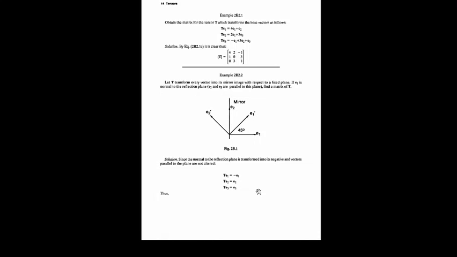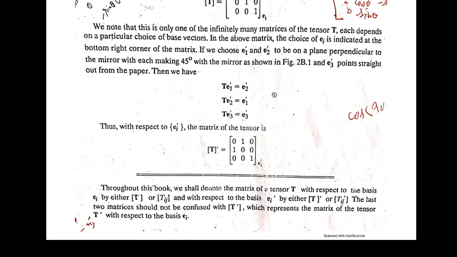As it is written here, the normal to the reflection plane is transformed into its negative. So it will be TE1 equal to minus E1, and other vectors parallel to the plane are not altered: TE2 equal to E2 and TE3 equal to E3. This is the matrix for the tensor T, and this is with respect to basis Ei.